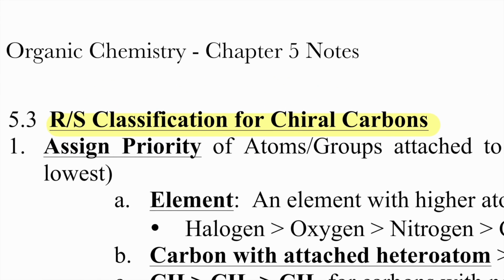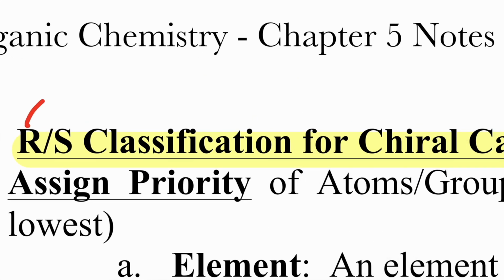So it comes down to these letters. R in Latin means rectus, or the right, which makes it very easy for us because R and right. S in Latin comes from the word sinister, which means left. So we're going to be going to the left or to the right.